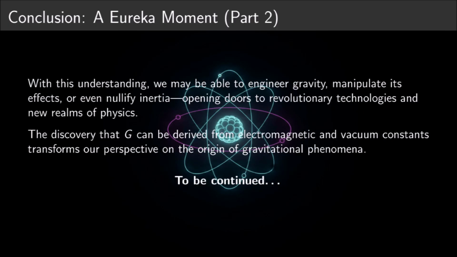With this understanding, we may be able to engineer gravity, manipulate its effects, or even nullify inertia, opening doors to revolutionary technologies and new realms of physics. The discovery that G can be derived from electromagnetic and vacuum constants transforms our perspective on the origin of gravitational phenomena. To be continued.